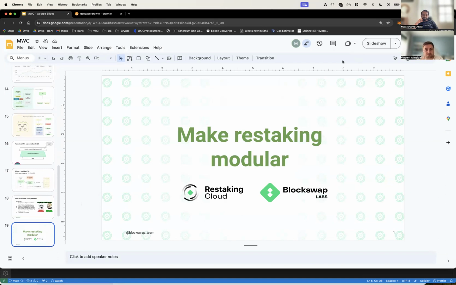Positive-sum games. Right. Always. Yeah. Exactly. For helping somebody else get the ETH liquidity that they need, you're getting a kickback for that. Yes, absolutely. All right, so this is super cool.